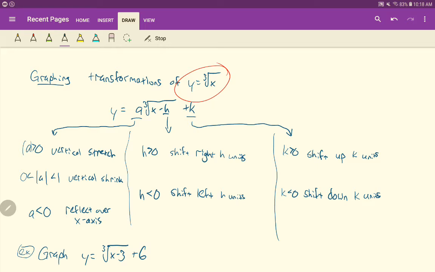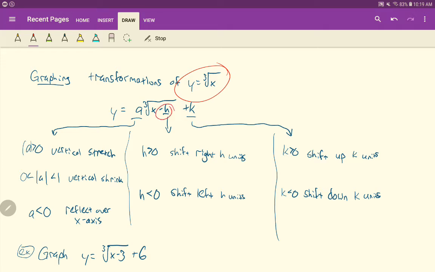So anyway, you can see transformations. Very typical stuff. There's our a. If the absolute value of a is greater than 1, then we have a vertical stretch. If a is between 0 and 1, then we have a vertical shrink. And if a is less than 0, that's a reflection over the x-axis, along with a stretch or a shrink if a is not 1 or -1.